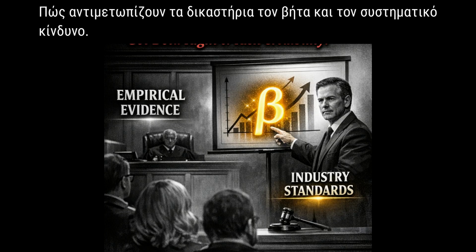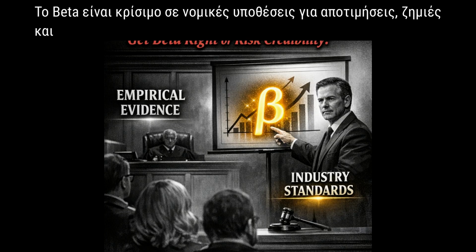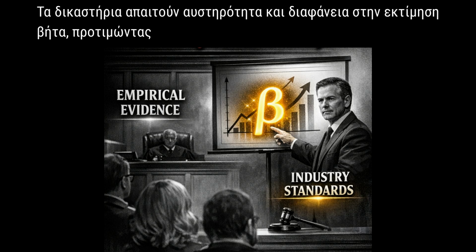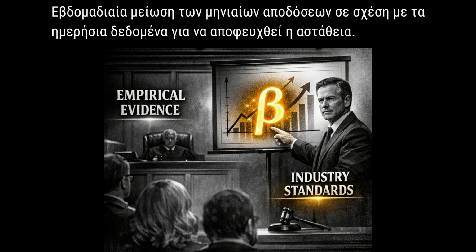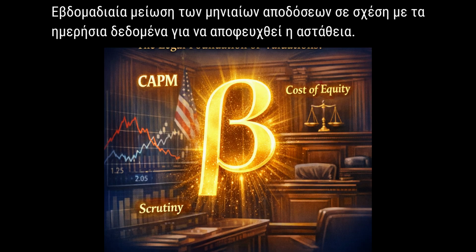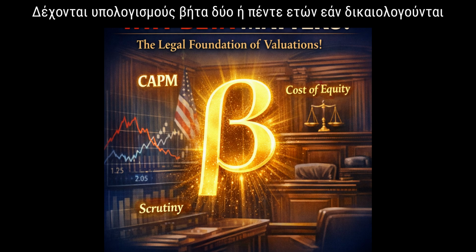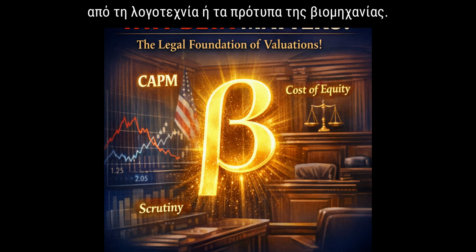How courts treat beta and systematic risk. Beta is critical in legal cases for valuations, damages, and securities litigation. Courts demand rigor and transparency in beta estimation, preferring weekly or monthly returns over daily data to avoid volatility. They accept 2- or 5-year beta calculations if justified by literature or industry norms.